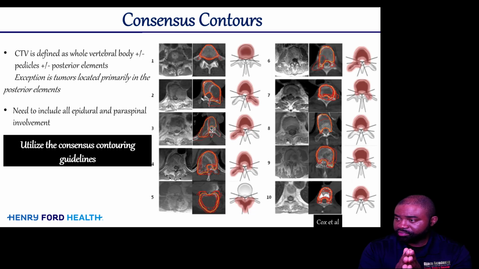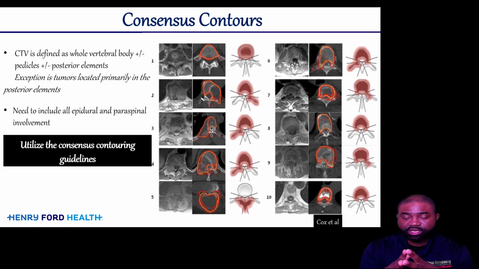And typically, the CTV is defined as the whole vertebral body, plus or minus the pedicles, plus or minus the posterior elements, depending on how the tumor progresses. And typically with the exception of metastasis located mainly in the posterior element. And when that happens, we need to include all epidural as well as the paraspinal involvement.